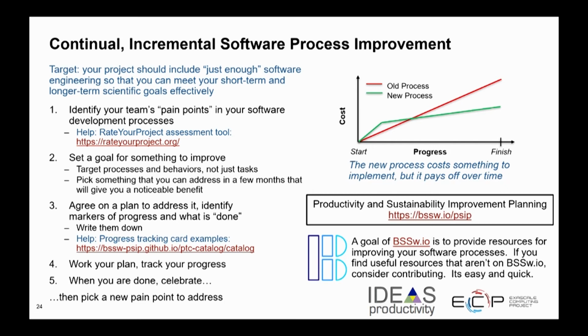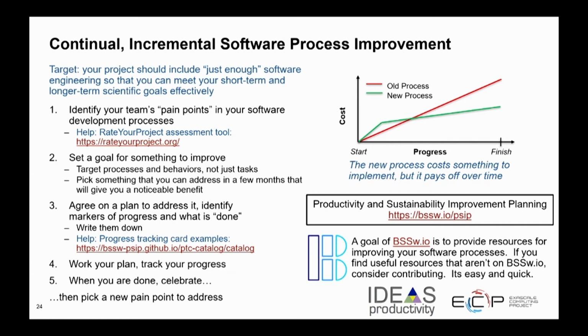So the overall goal with a process like this is to bend the curve. If your original processes would lead you in this direction, the new process might take a little bit more work initially, but the intent is that it eventually flattens the curve, so it costs less overall to get the level of progress that you want.